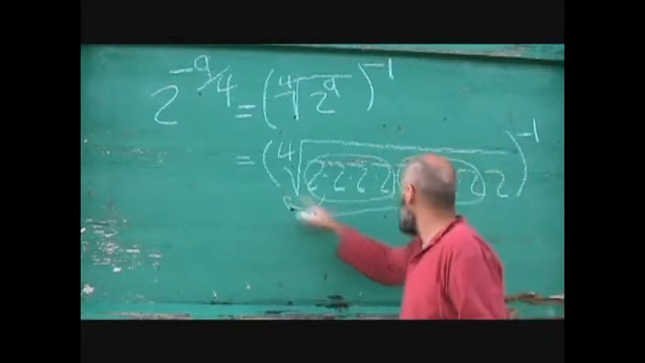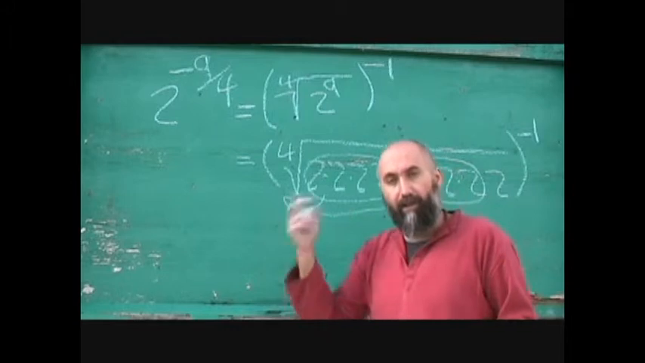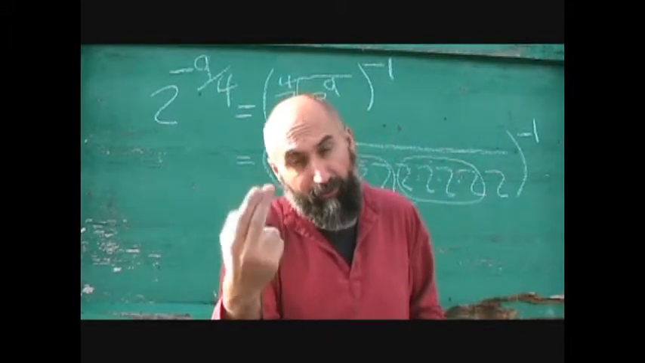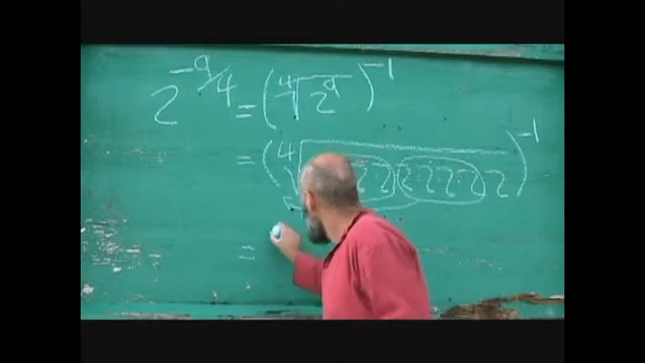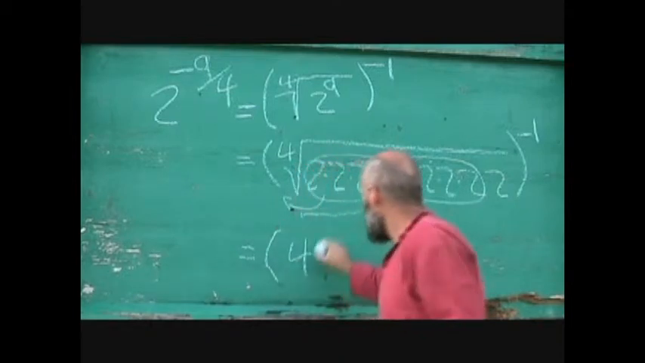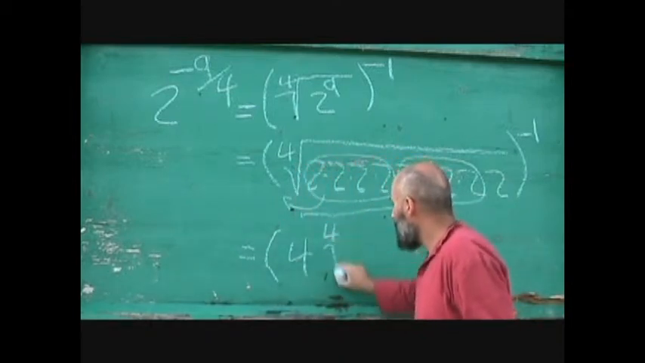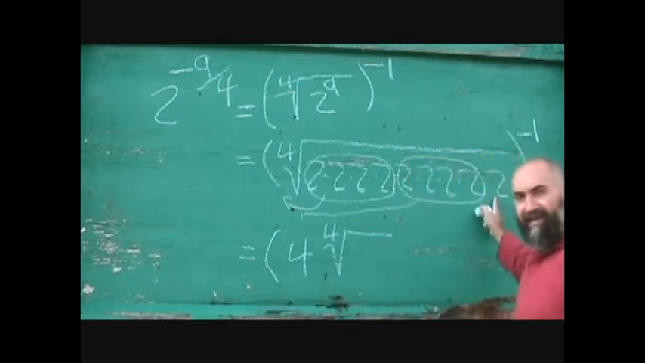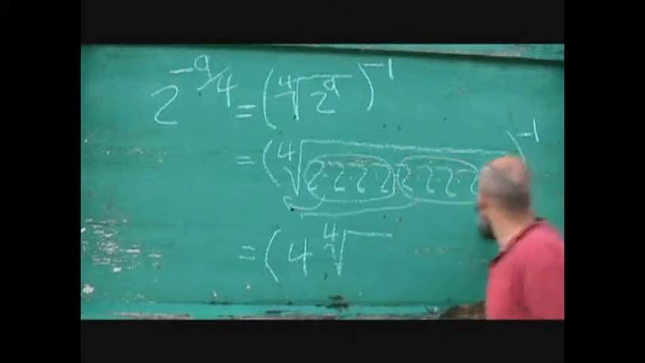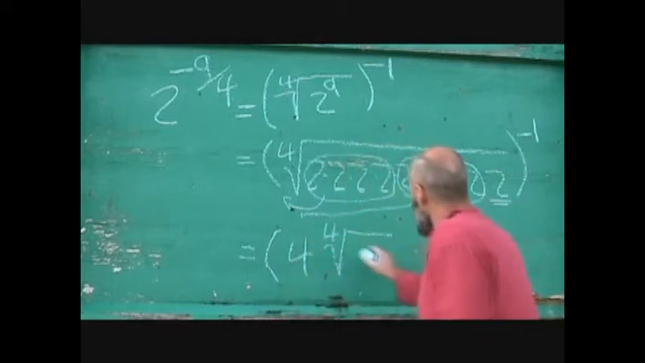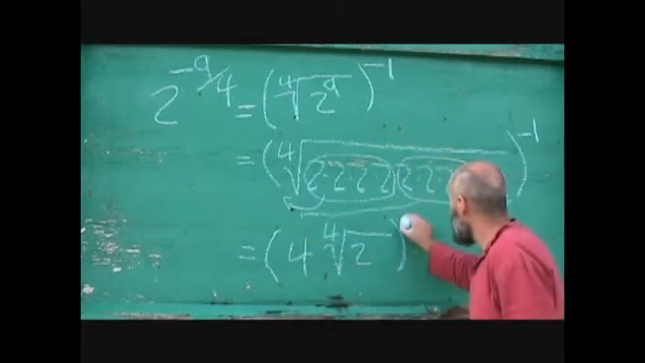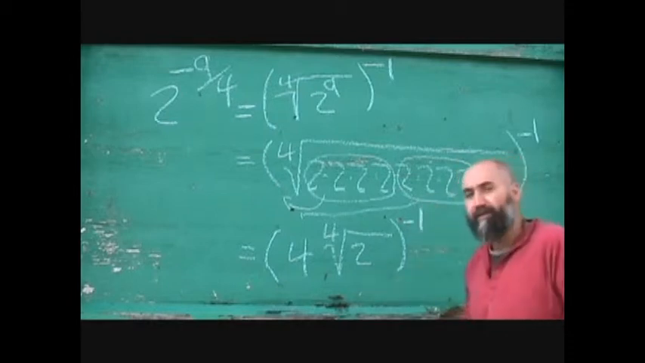So you got 2 coming out and another 2 coming out. When they come out, they multiply each other. So 2 times 2 is 4. So this will be 4 times the 4th root of, what do you got left in here? You got another 2 left in. You got just 1 2 left in here, right? So you put a 2 there to the power of negative 1.